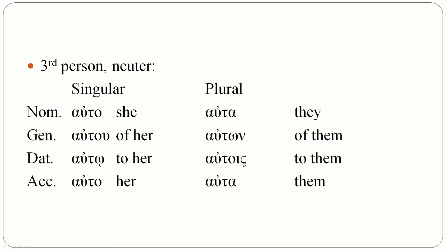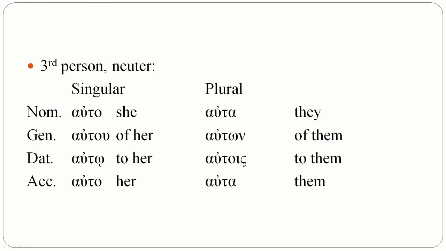And now for the neuters. Like all neuters, nominative and accusative forms are the same. Genitive and dative look like the masculine. So auta is both the nominative and accusative. Autu and auto are the genitive and dative. Then in the plurals, auta with an alpha, nominative and accusative. Auton and autois, the genitive and dative.